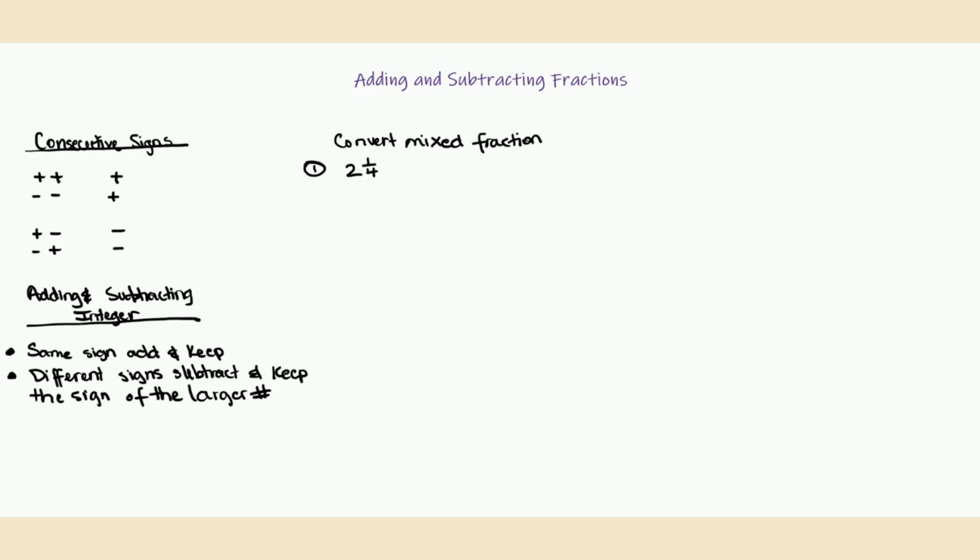The way we convert is by multiplying the denominator with the whole number and then adding the numerator. So 4 times 2 would be 8, and 8 plus 1 is 9. So this will be 9/4. So we multiply these, and then we add.